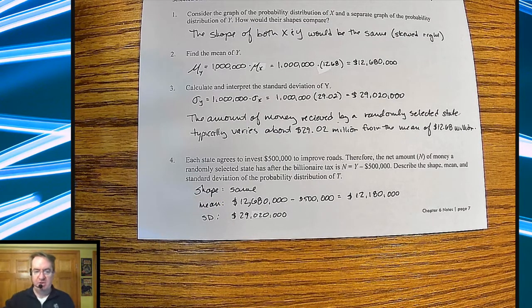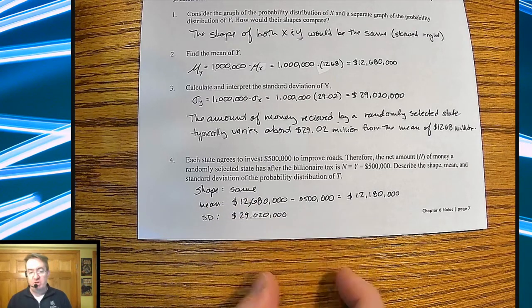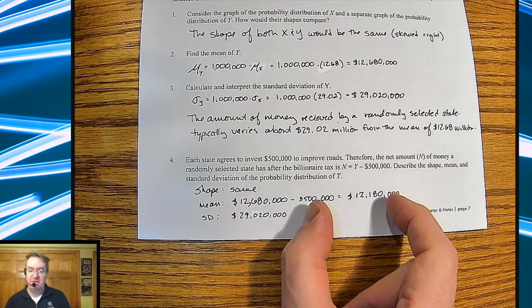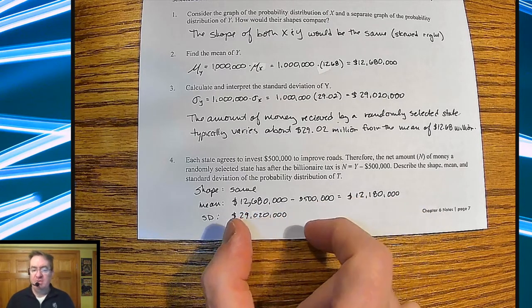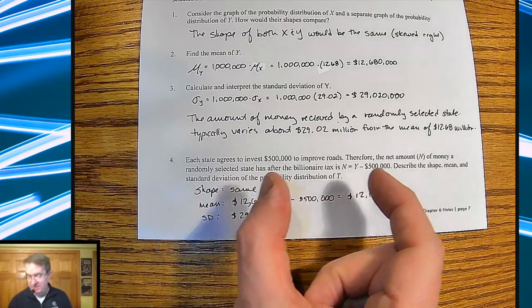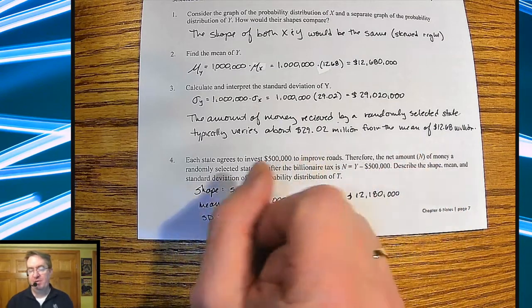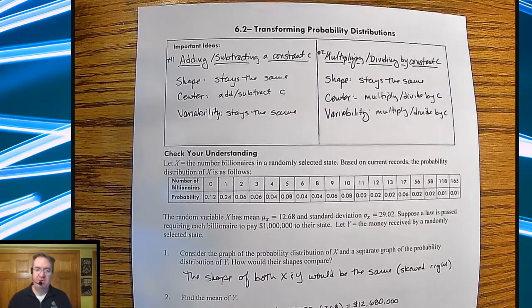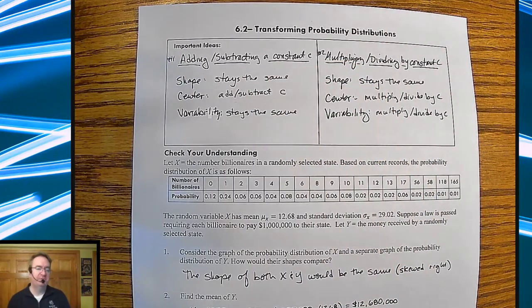Gotcha. So the shape's going to stay the same here. The mean's going to shift down because we're taking $500,000 out of everybody's pocket. Down we go. And then in terms of the standard deviation, it's still going to stay the same because remember, when you shift things, the variation stays the same because the spread stays the same. All right. And that covers what we're going to talk about with transforming probability distributions.